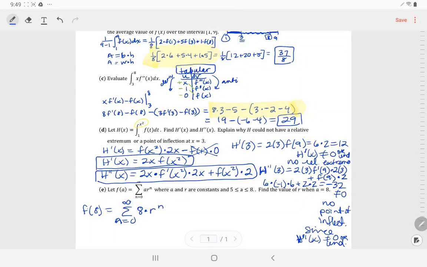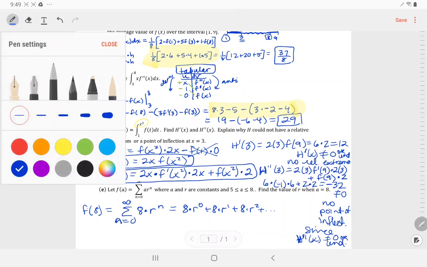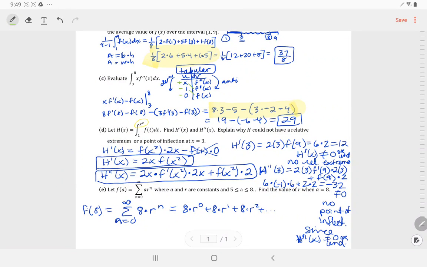R to the n. Okay, I feel like it's geometric. Let's write out some terms. So that's 8 times r to the 0 plus 8 times r to the 1 plus 8 times r to the 2 plus, okay, so that's geometric, right? It's, let me change color so you can see better, but this is times r. So this is infinite geometric.